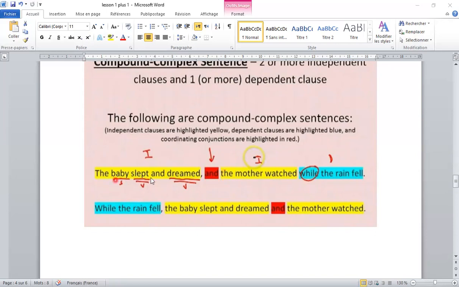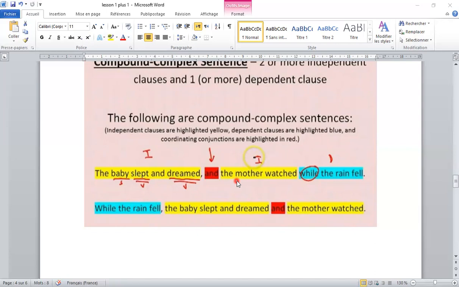So "the baby slept and dreamed" is independent. It means main clause. "The mother watches" is independent. What does it mean? Independent gives meaning on its own. The mother watches. If it's still "the mother watches TV," it's okay. I understand. Yes, the mother is watching. She does not play PlayStation. She does not sew with needles, a shirt or shorts or trousers. No, she is watching TV. She watched TV. She finished the action.